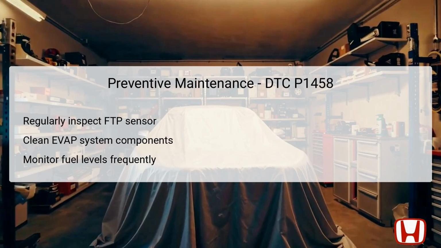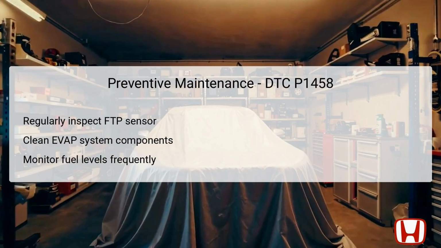To prevent future occurrences of DTC P1458, several preventive maintenance measures should be implemented. Regular inspections of the FTP sensor and its wiring can help catch early signs of wear or damage, which are crucial for ensuring reliable operation. Additionally, cleaning the components of the EVAP system can prevent blockages that hinder performance and lead to error codes. Keeping an eye on fuel levels is also important, as fluctuations may skew sensor readings.